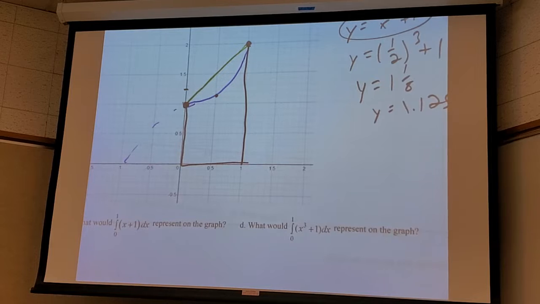So what if my question was, find the area between x plus 1 and x cubed plus 1 in the first quadrant?